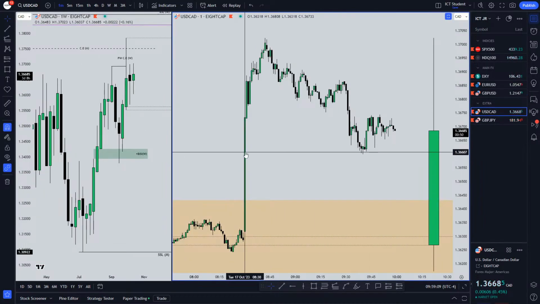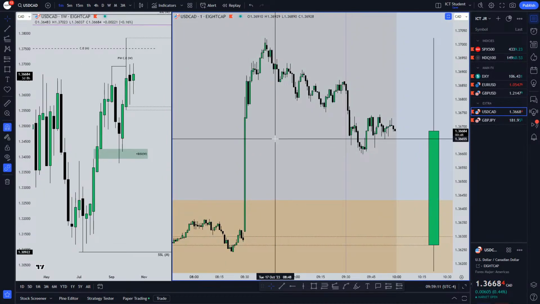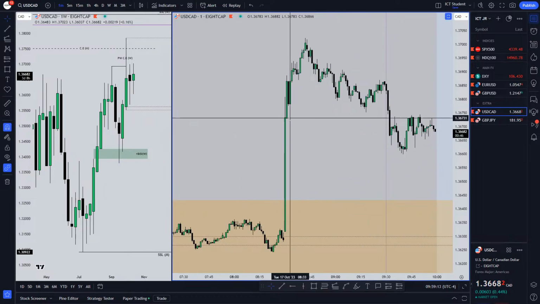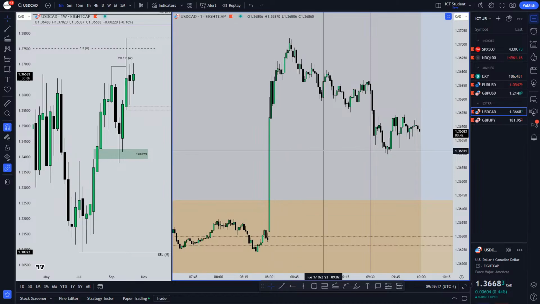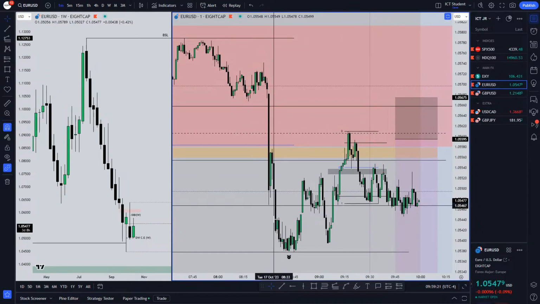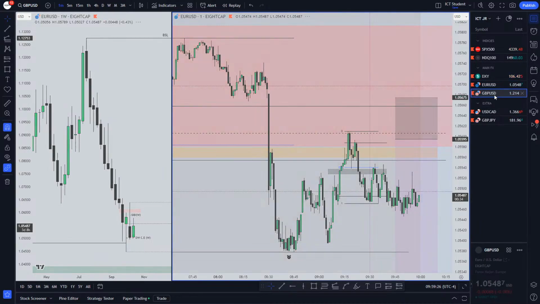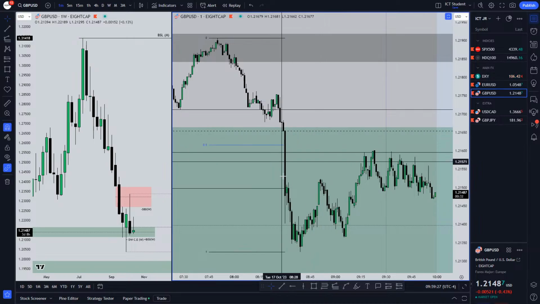Let's look at USD CAD. I hate these types of days where you have big impact on the news, and then eventually you just start having these small ranges. Same thing with Euro, we had that big impact on the news. Now we're starting to have that small range. Even GU too, you know.